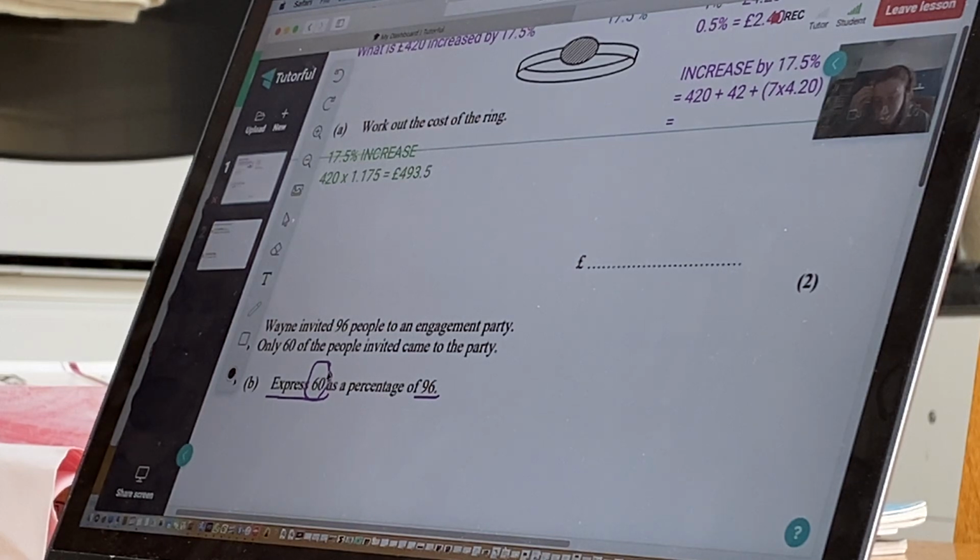So we know it's going to be more than half. It's definitely more than half, because half of 96 is 48. Yeah, something like that. So it's more than half.